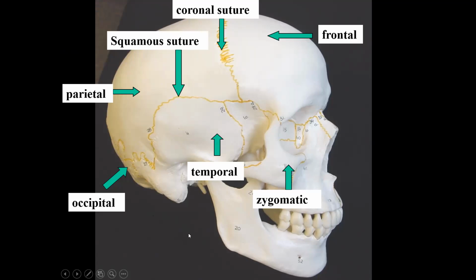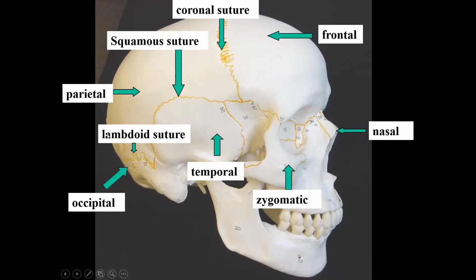This suture line is called the squamous suture. It's on the side. We have the coronal suture, the squamous suture. This one in the back, between the parietal bone and the occipital bone, is called the lambdoid suture. Here in the front, we have the nasal bone. The nasal bone only extends down about halfway. The rest of our nose, the lower portion, is made of cartilage. It has great flexibility. Only the top half is bone, the rest is cartilage.